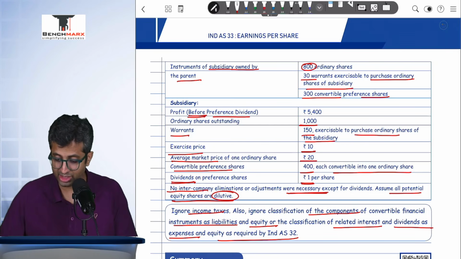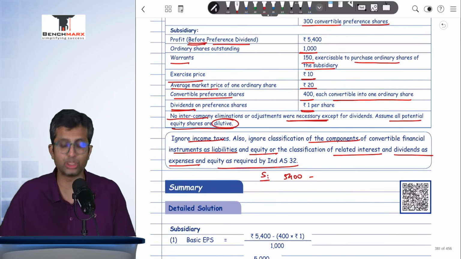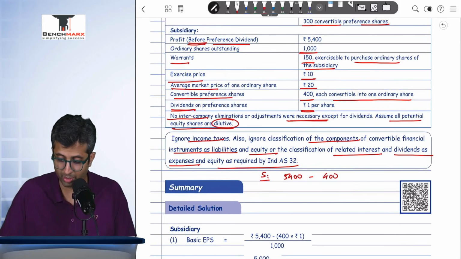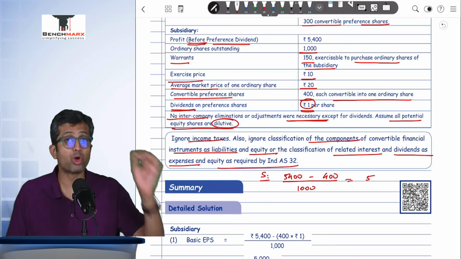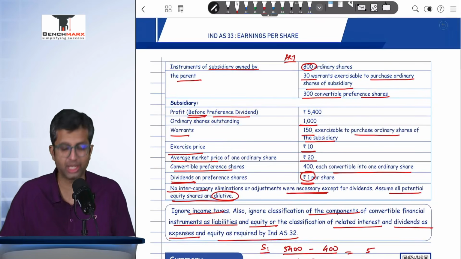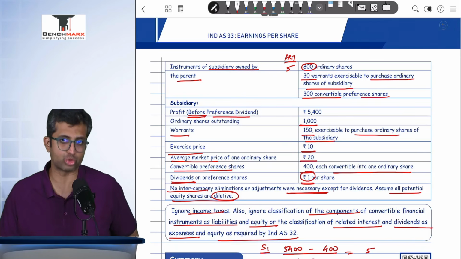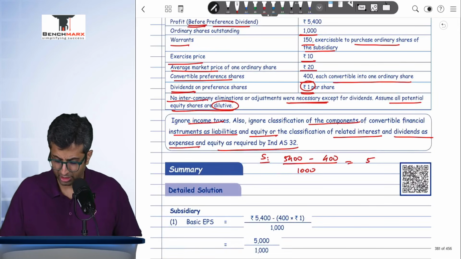Now you need to calculate the subsidiary's basic EPS. If I look at the subsidiary, there is a 5,400 profit. However, this is before preference dividend, and hence I need to subtract the preference dividend. There are 400 preference shares at 1 rupee per share, so that is 400, divided by the 1,000 ordinary shares in the subsidiary. Hence, can I say 5 rupees per share, which means for every one actual share held, 5 rupees will be the earnings that the parent will get from the subsidiary's actual share. This is basic EPS.